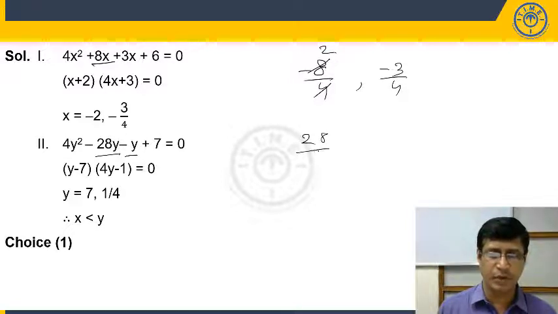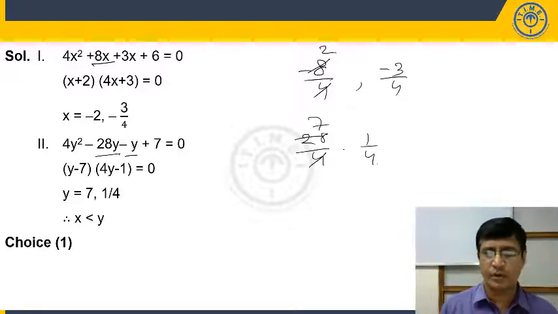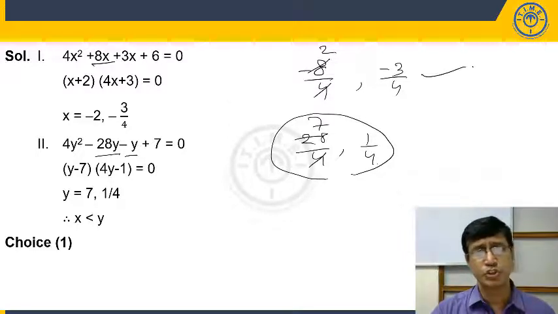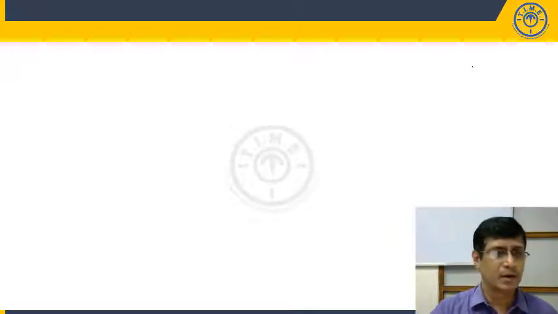Take the same number with opposite sign and divide with the coefficient of y square. Now the result is 7 and 1 by 4. Now compare the roots. These two are the positive roots, whereas here the x value is satisfied for negative. So all the positives are greater than negatives. So the right choice is option 1.